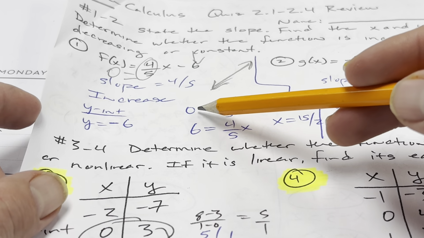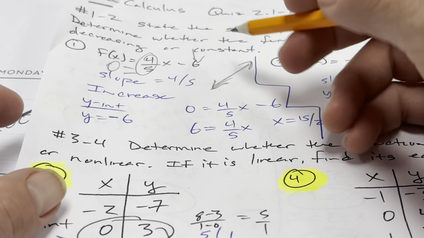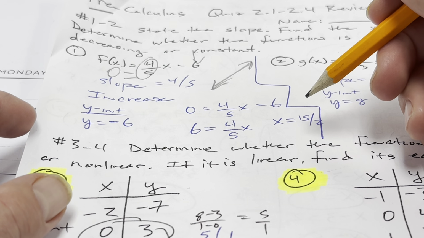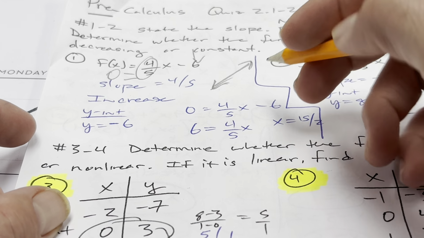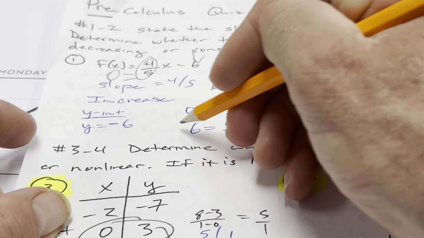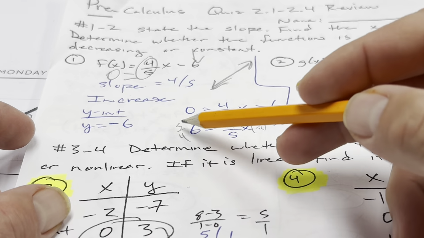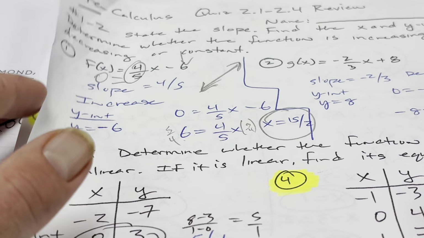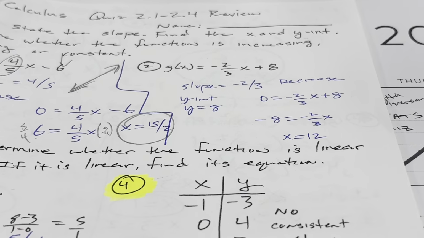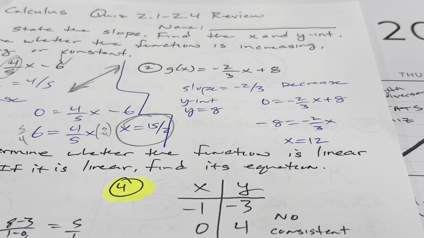So we set 4/5 x minus 6 equal to 0. We add 6 to both sides, multiply both sides by 5/4. 6 times 5 is 30. 30 over 4 gives me 15 over 2 for the x-intercept. Of those 4 things you have to do, that will be the one that takes a little bit more time.